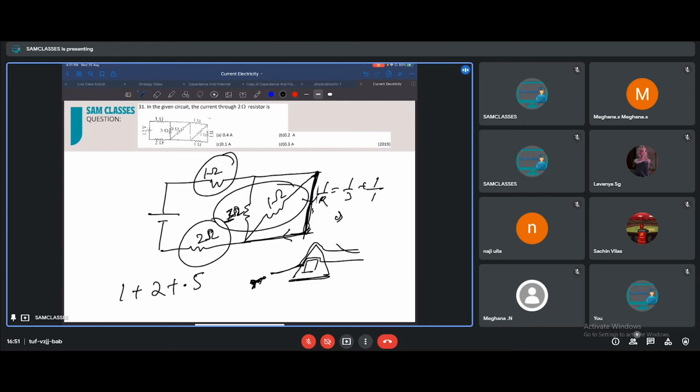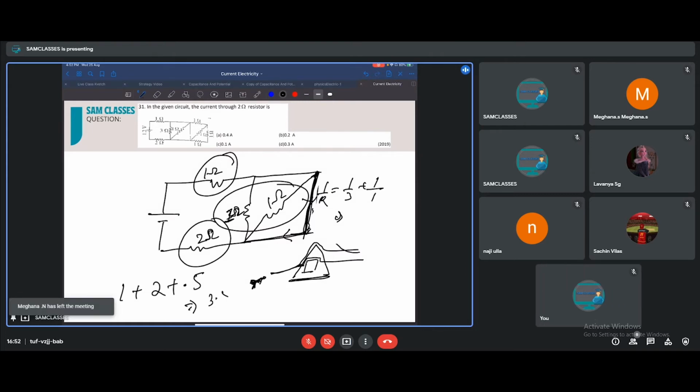Let's solve in both ways. No problem, whichever it is. Let's solve once with 3 and once with 1. We'll be able to have a value and we'll get the answer. Anyway, we have to approximate and solve it. So now what we got is somewhere around 3.5 as the resistance.